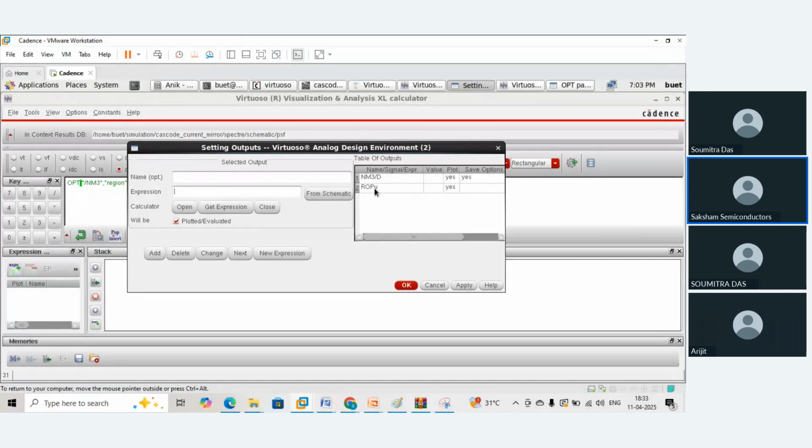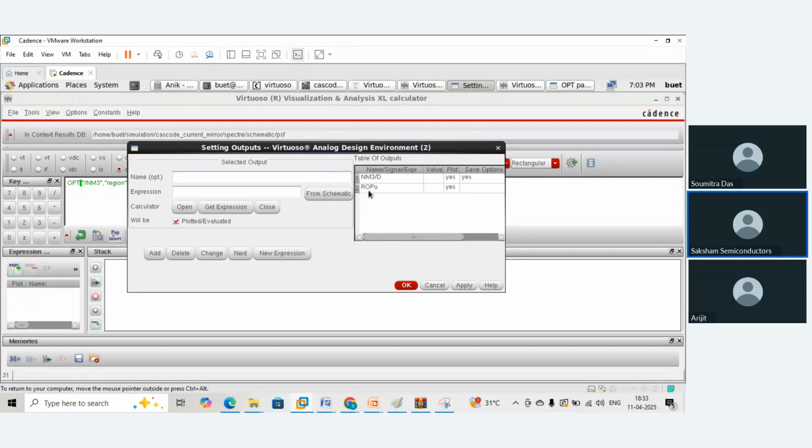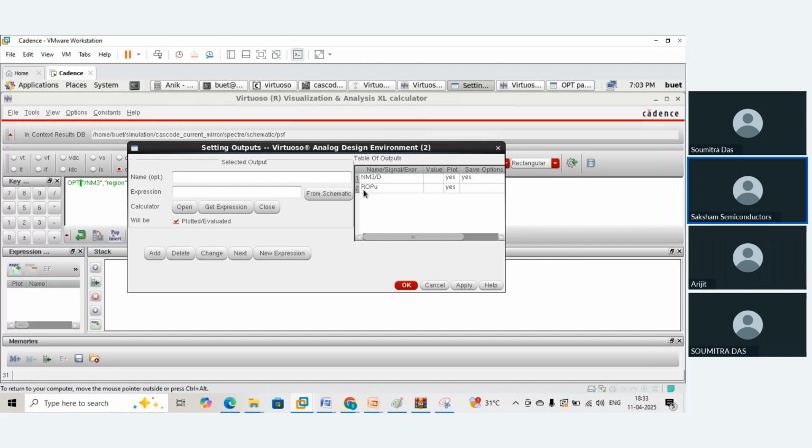I'll tell you the difference between adding the expression from here and adding it over here. Here, it will just add the expressions in the backside, but here only the name of the expression will be shown. What was the name of the expression? ROPU, right? This is through the output window. When I say add expression, it added the name of the expression.